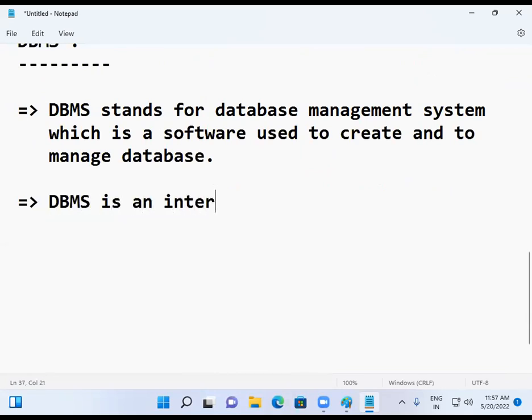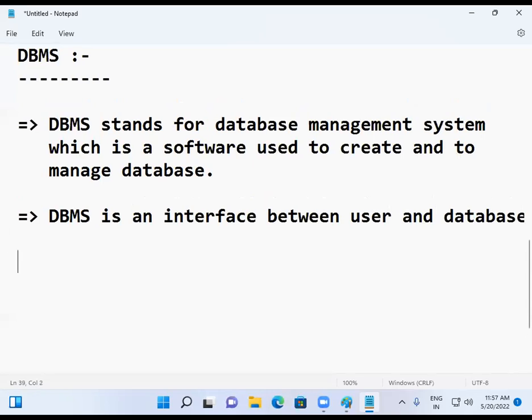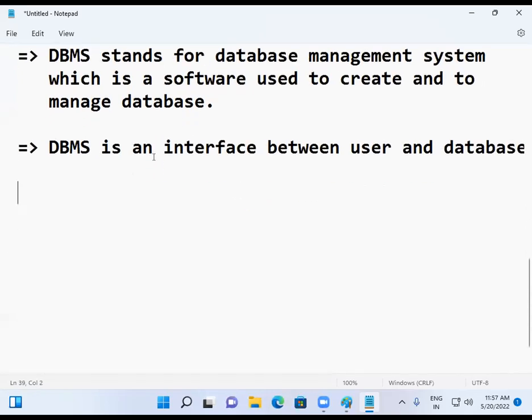So now, you can say a DBMS is what? DBMS is an interface. It is an interface between user and what? Database. So how does the user work with the database? The user works with the database through DBMS software.